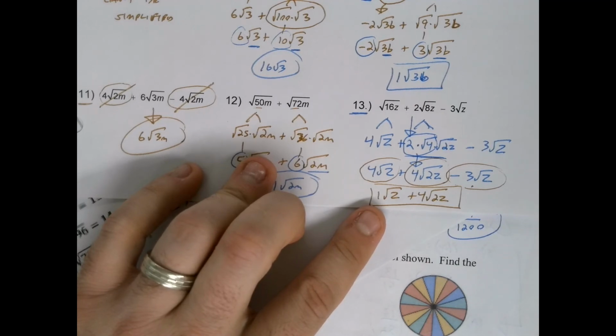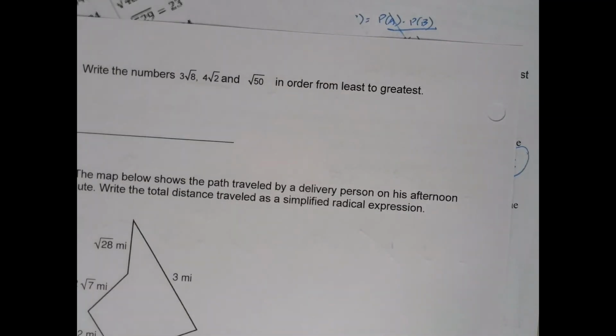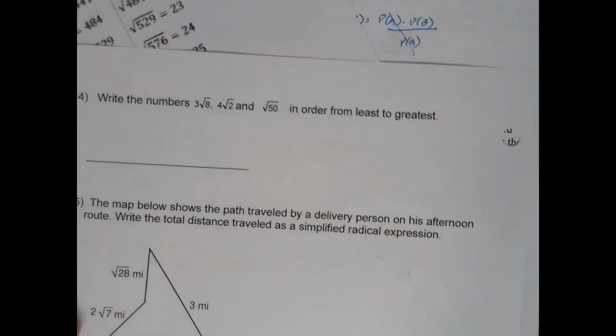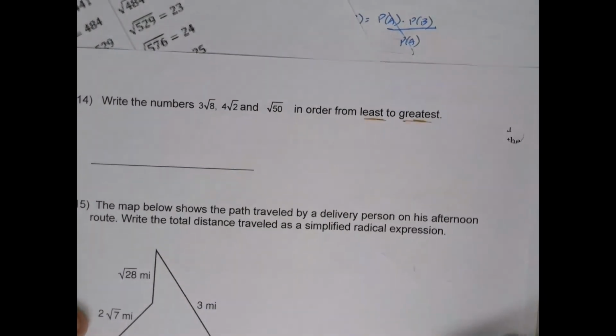No, because the exponents are different, right? So they're different identities. Exactly, exactly. Okay, so look at this, guys. Here's a good question for you guys. Go from least to greatest in the order of these radicals.